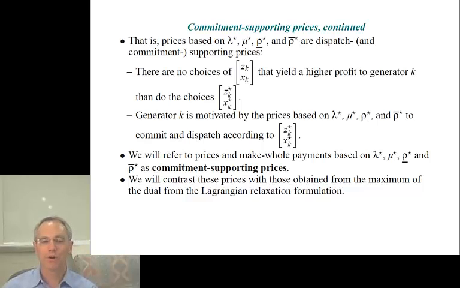The prices, if we interpret not only lambda star and mu star, but also rho overline star and rho underline star as prices on energy and commitment variables, then we have obtained what we can call dispatch and commitment supporting prices. There are no choices of zk, xk that would yield a higher profit to generator K than the choices zk star, xk star. Generator K would be motivated based on these prices to commit and dispatch according to zk star, xk star. There just isn't a better solution for them. So we can think of prices and make-whole payments. Prices lambda star, mu star, and make-whole payments effectively based on rho underline star and rho overline star as commitment supporting prices. And we'll contrast these prices with those obtained from the maximum of the dual from the Lagrangian relaxation formulation.